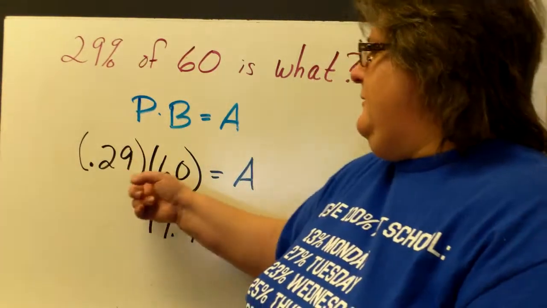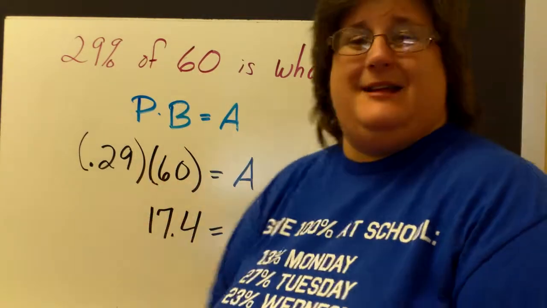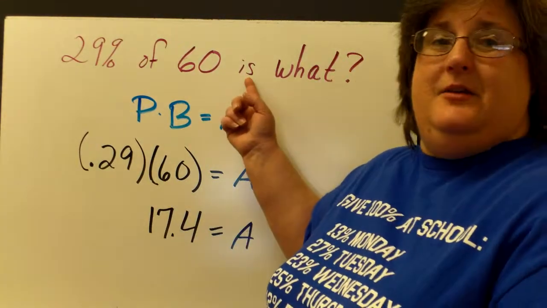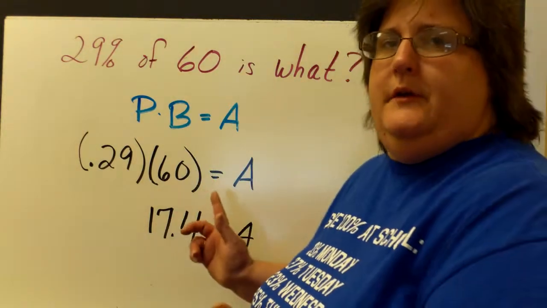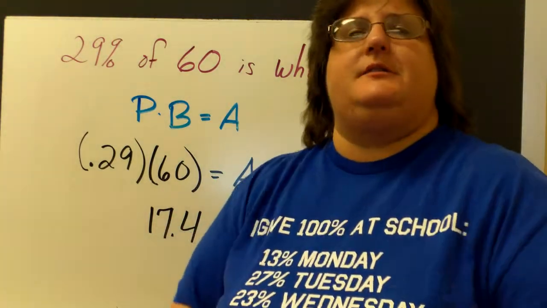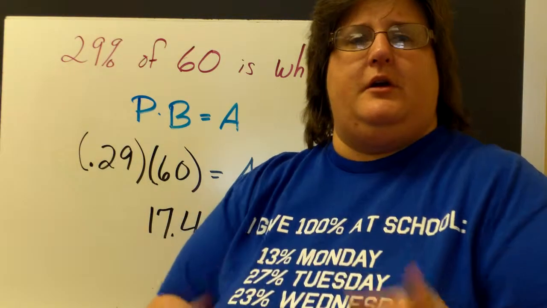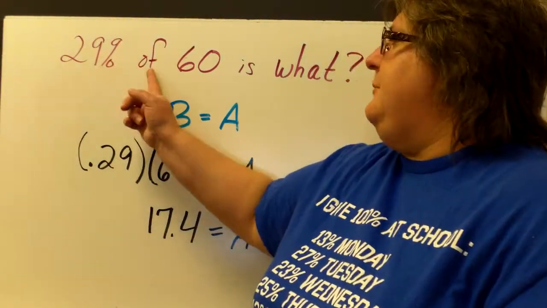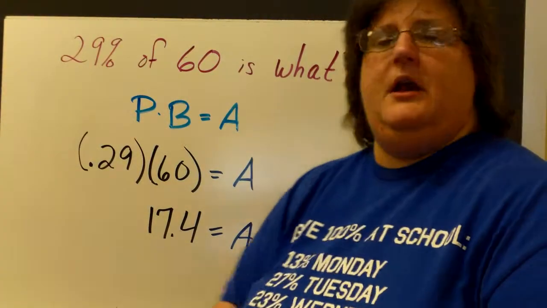Remember, big keyword. What follows of there? Of the base. And that's 60. Here's our is. We know that's our equal sign. The what? I don't know. Put a variable. Direct translation, folks, it's like taking Spanish or some other kind of foreign language, strict word for word translation. Percentage, multiply that number, equal sign, variable.